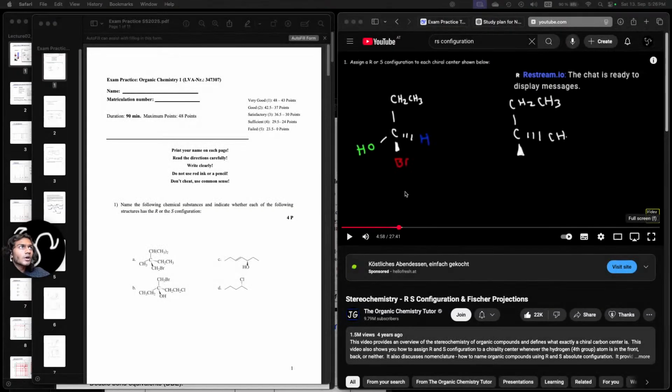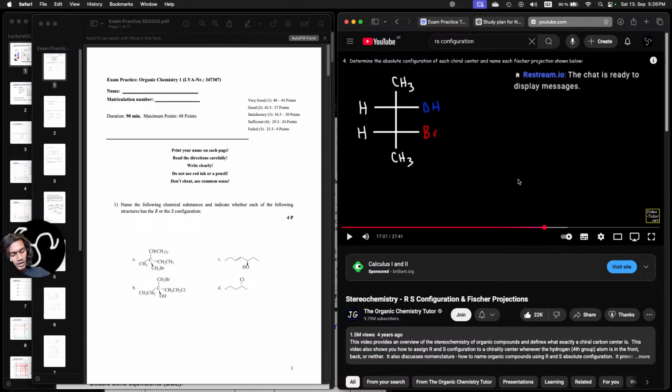Determine the absolute configuration of each chiral center and name each Fisher projection shown below.